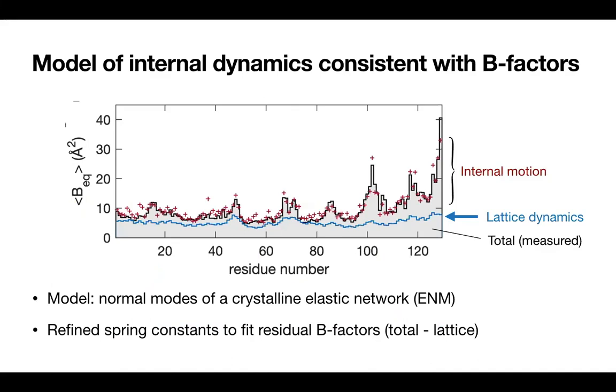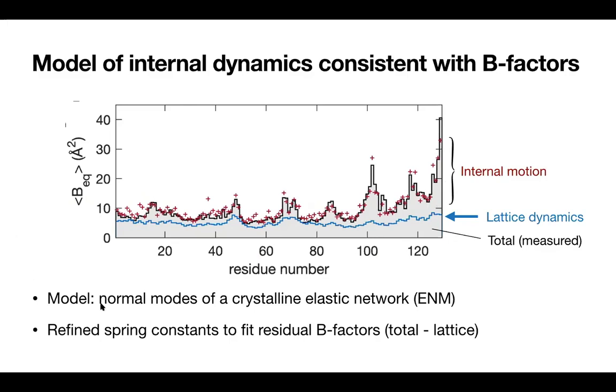Okay, so now let's look at the B factors. Here, shaded in gray, are the total B factors for lysozyme averaged over every residue, and they vary quite a bit across the protein. Now, if we just calculate from the lattice model what the B factors ought to be, that's this blue line. And you can see there's a difference. So this difference must be due to internal motion of the atoms.